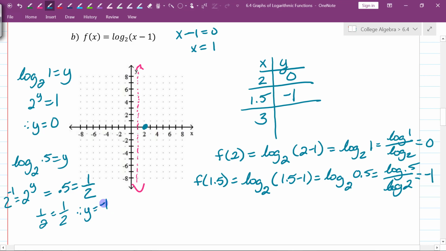Alrighty, let's look at 3 here. Actually, I'm going to let you solve that particular one. Okay, so pause the video, solve f of 3, and when you are done, push play to see if you got the right answer. Okay, I'll see you back in just a moment.